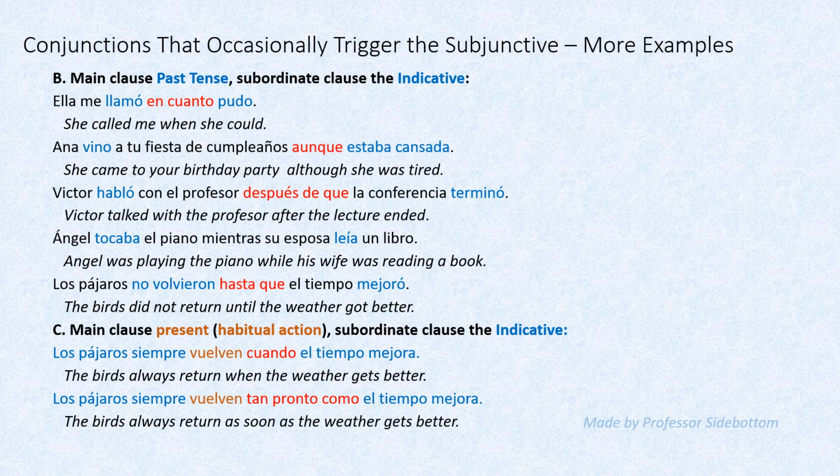And then we have two statements where we have present tense in the main clause, which represents a habitual action, and then we have indicative in the subordinate clause. Los pájaros siempre vuelven cuando el tiempo mejora, or los pájaros siempre vuelven tan pronto como el tiempo mejora. As I've said before, if there is a past tense in the main clause or a present tense that represents a habitual action, then the indicative is triggered because everything is considered a fact.